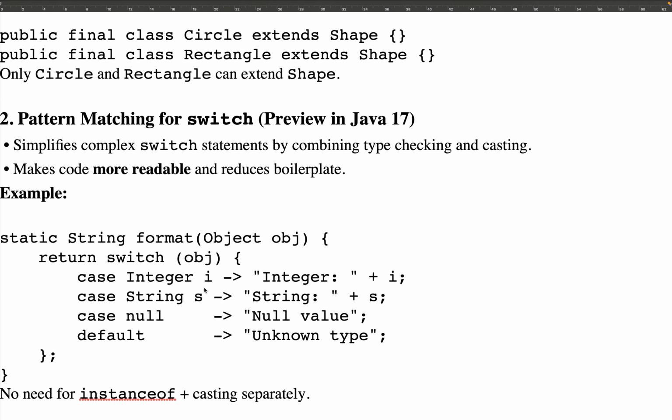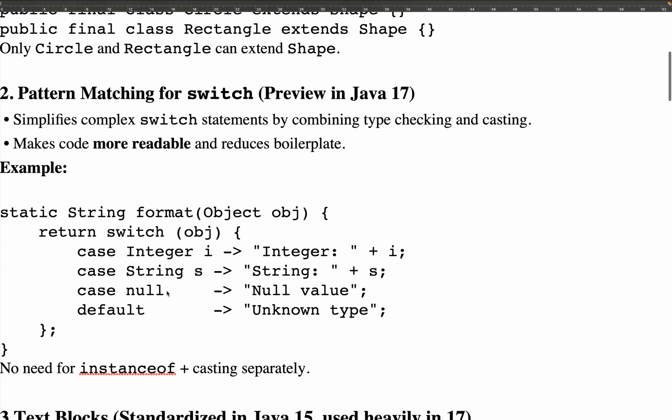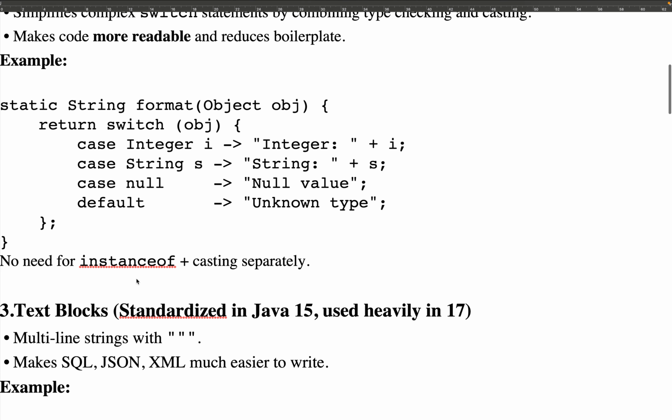It means now you can have types, not just constants, along with the switch statement cases. For example, case Integer i, then you can directly write Integer, then String. Similarly you can write null. So that is the feature. No need for instanceof plus typecasting here. We are already mentioning that this is of type Integer i, so the compiler will be aware that this is of integer type.